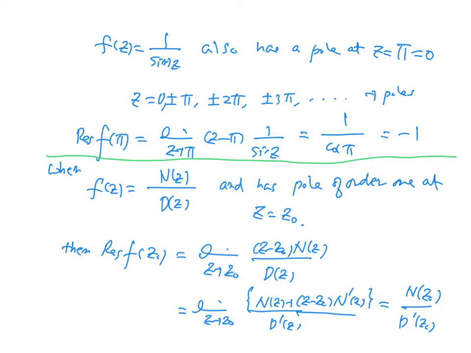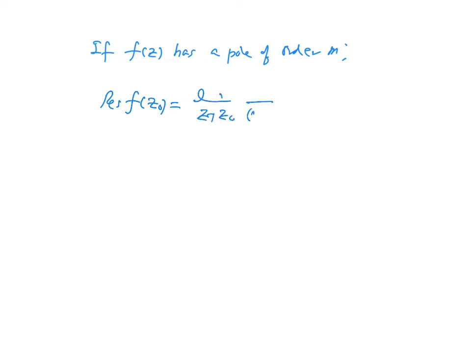Can I move on? I still need time to copy. If f(z) has a pole of order m, we already had this, right? Then the residue at z naught is the limit as z goes to z0 of 1 over (m minus 1) factorial, d to the m minus 1 over dz to the m minus 1, of (z minus z0) to the m times f(z). And I think I've done this maybe 2 weeks ago.